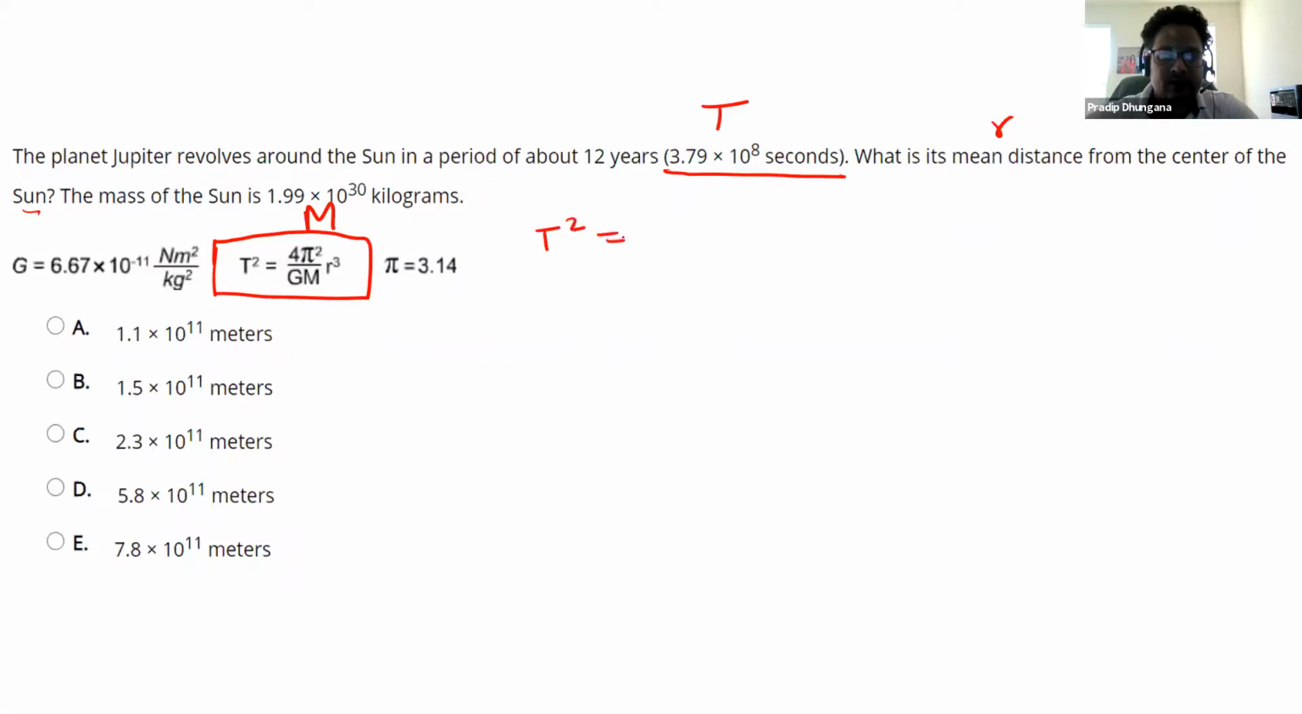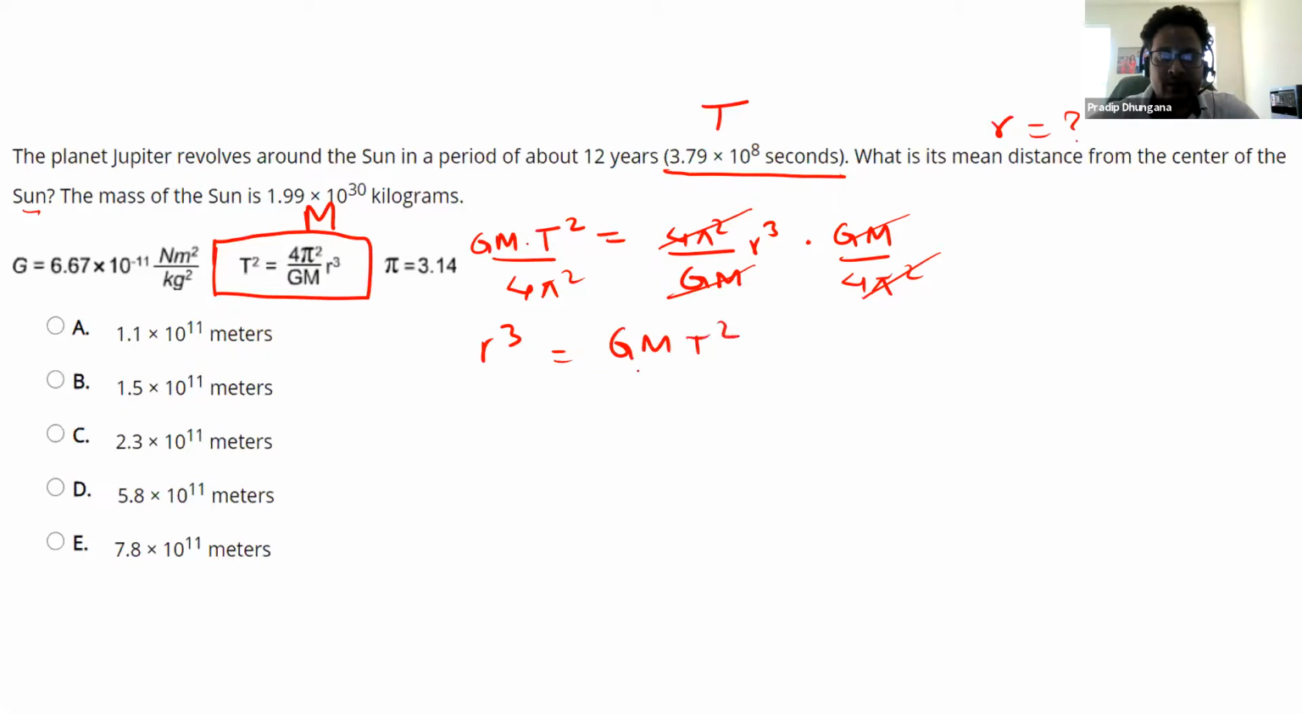Let me write that formula. T square is 4 pi square over GM times R cube. So here our goal is to calculate R. So at first let's isolate R cube. To isolate R cube, let's multiply both sides by GM and divide by 4 pi square. So 4 pi square got cancelled, GM got cancelled. So R cube becomes GM times T square over 4 pi square. That is the first step.